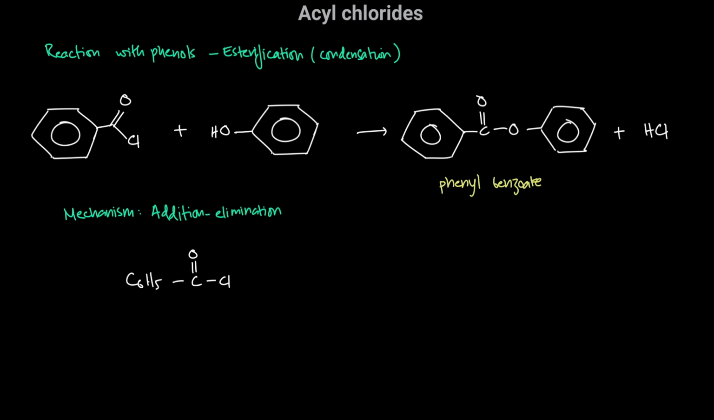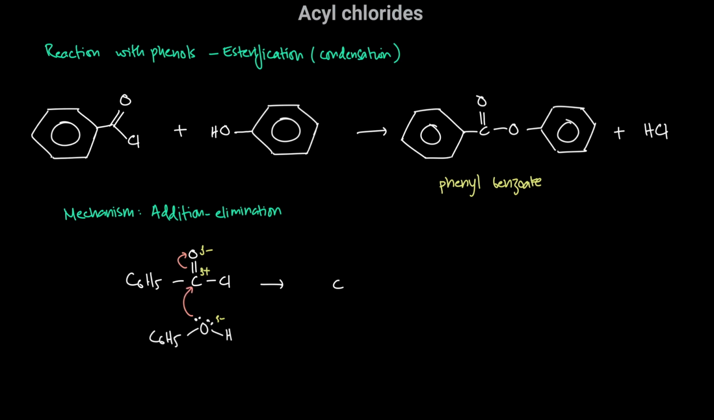The carbon here has a partial positive charge. This oxygen here has a partial negative charge. Then we have the phenol, C6H5OH. This oxygen here has a partial negative charge. It attacks the partially positive carbon, and this pi bond breaks, and we end up making the intermediate. This first step is addition.